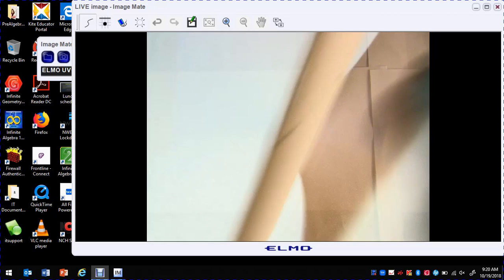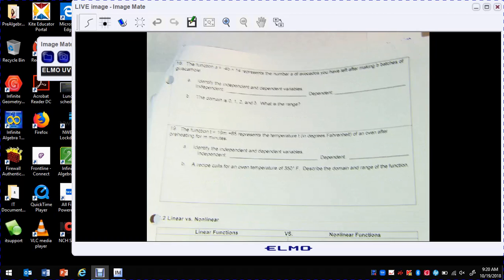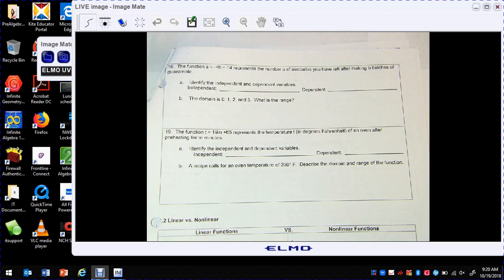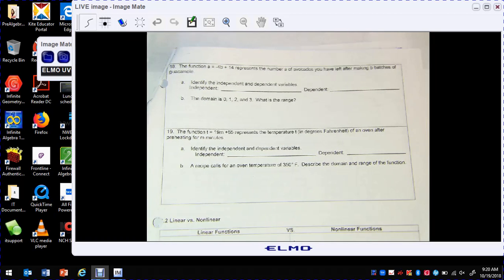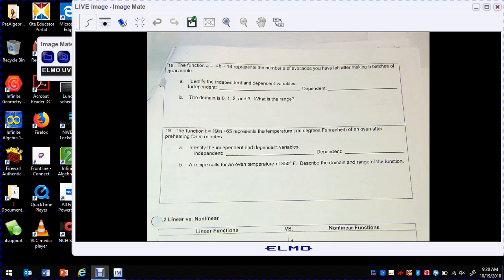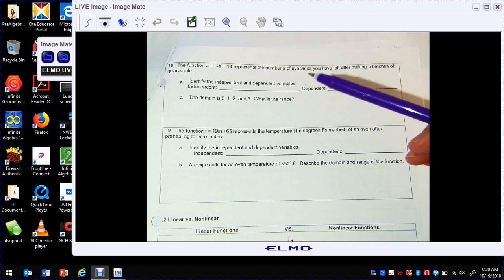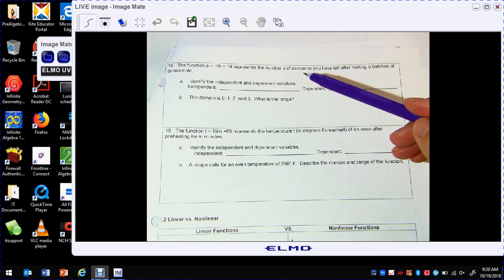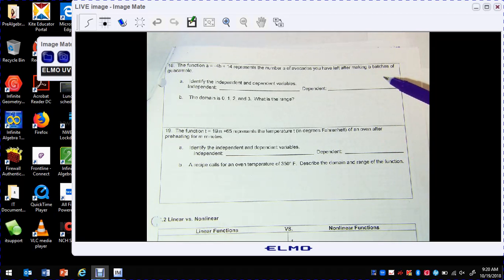So if you flip it over to 18, now it gives you a function of a equals negative b plus 14, where a is the number of avocados you have left after making b batches of guacamole.